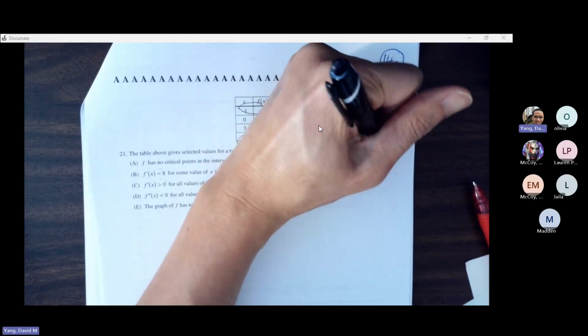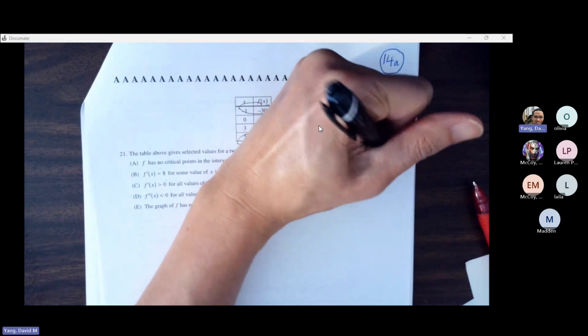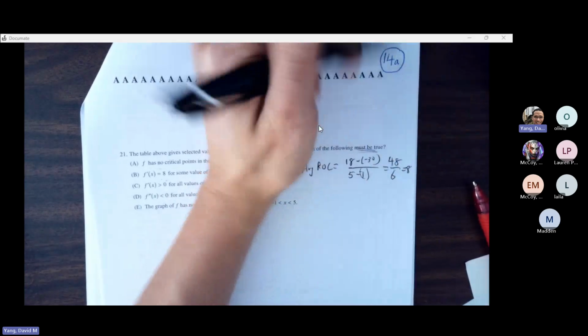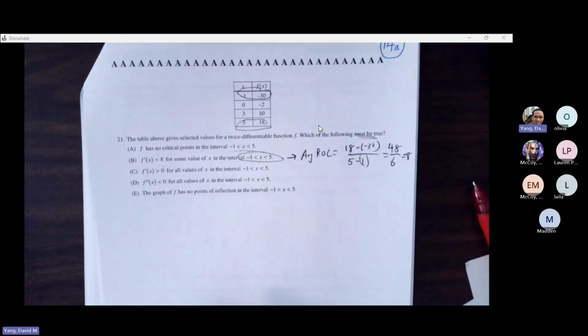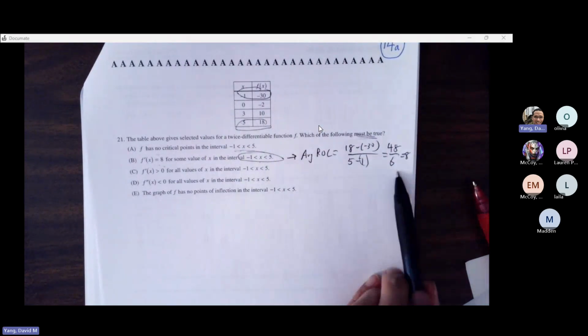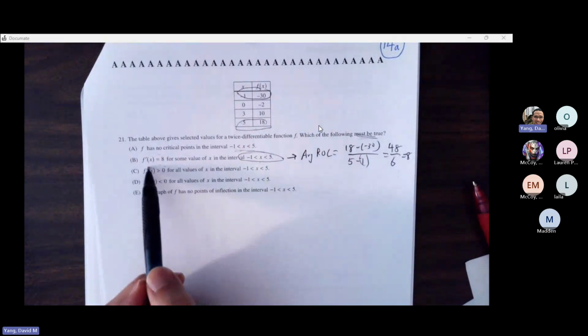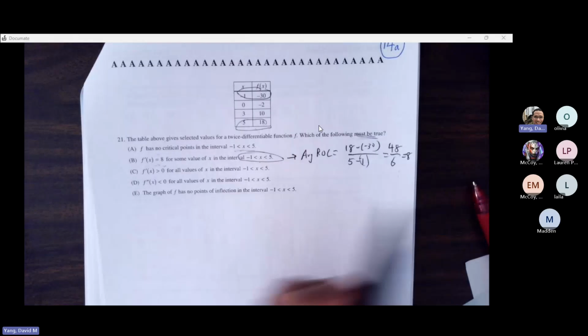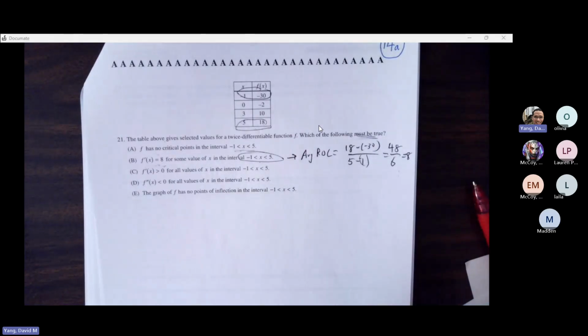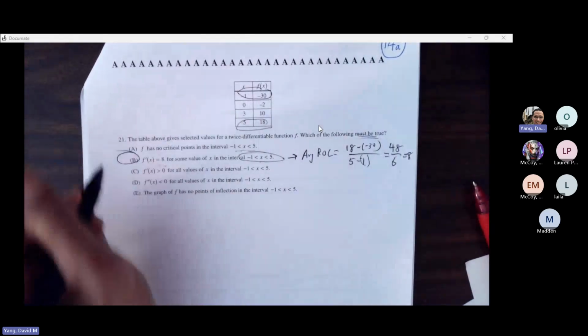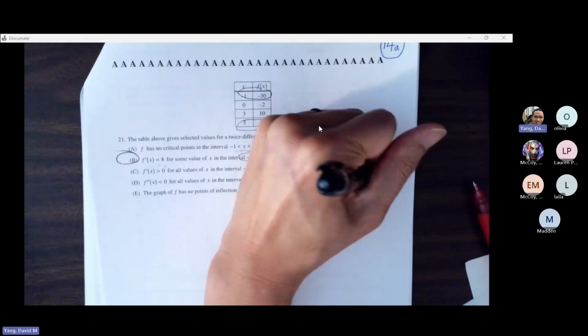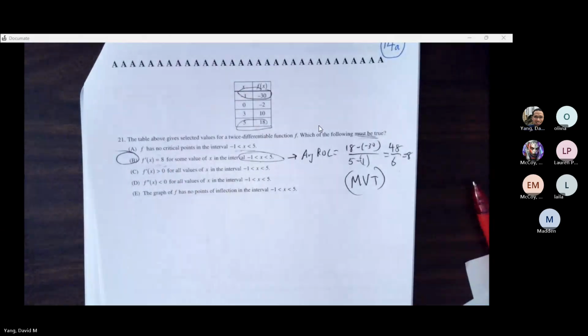Which is 48 over 6, which is 8. So my average rate of change is 8, and it's a smooth curve, meaning that we can guarantee there must be an instantaneous rate of change as well. So answer choice B is an application of the mean value theorem.